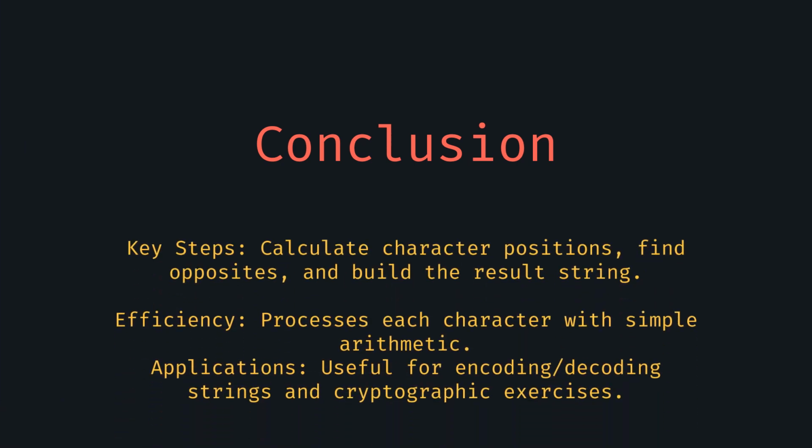In summary, this program efficiently transformed each character in a string by calculating its opposite in the alphabet. It is a practical example of string manipulation using character encoding and simple arithmetic operations.